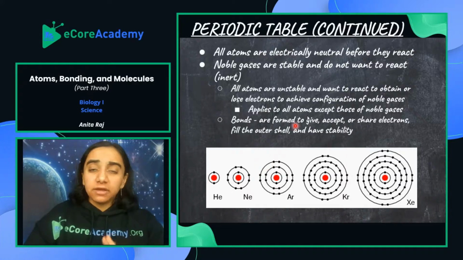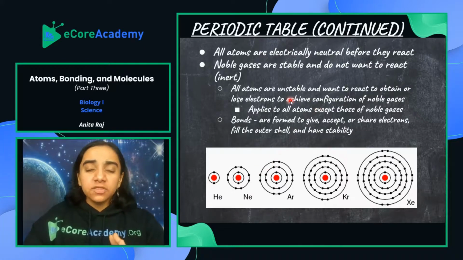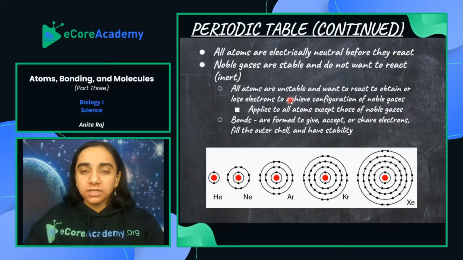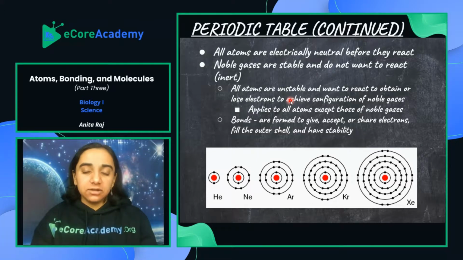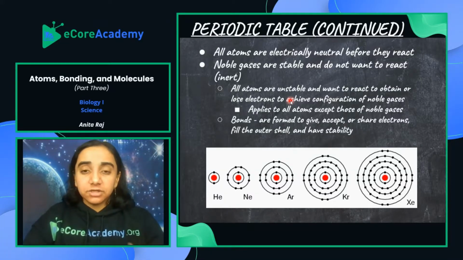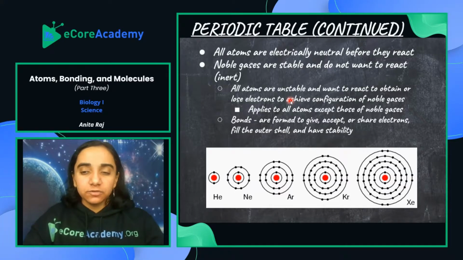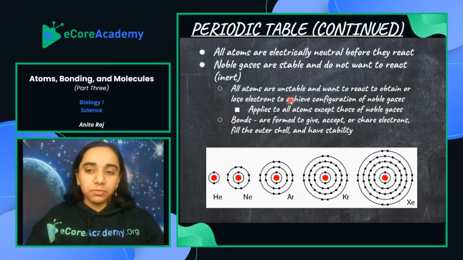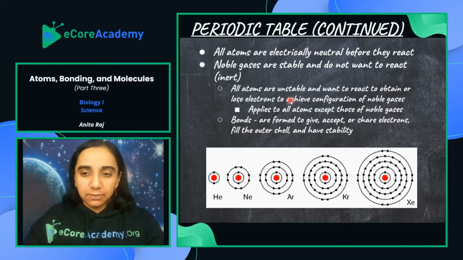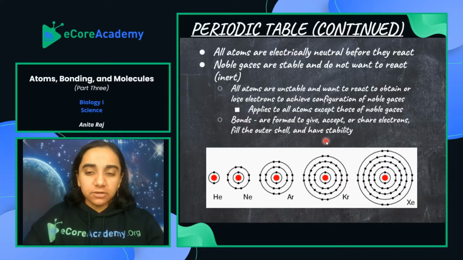And this applies to every single atom on the periodic table. They have varying degrees of electronegativity. For example, atoms like lithium that have one electron in their outermost shells, they will want to give up that electron so that they can get rid of that shell, and then the shell inside that has 8 electrons. So all of these atoms have different ways of trying to get rid of or gain electrons so that they have that stable configuration. This applies to all atoms except the noble gases, which are already stable. And bonds are formed to give, accept, or share electrons, fill the outer shell, and have stability.